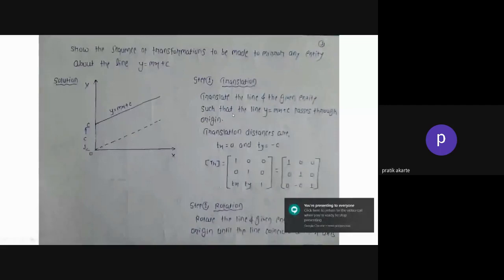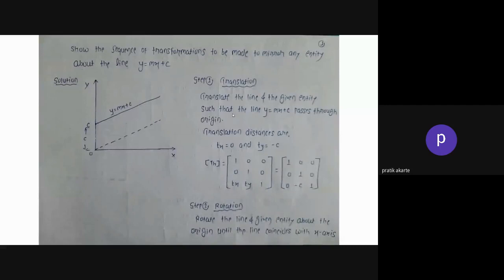So, we'll see one of the most important forms of transformation in which we have to mirror any entity about the line whose equation is given as y is equal to mx plus c. So about this line, we have to reflect any entity.